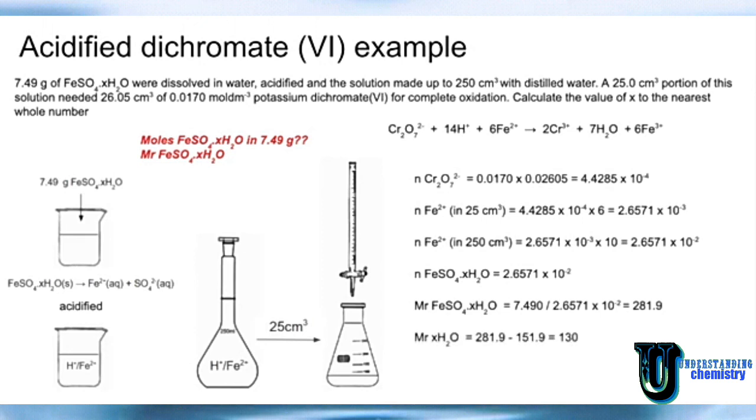And now we're going to subtract away the Mr that we do know. FeSO4 has an Mr of 151.9, so if you take that away, we get 130 for the x waters, and then if we divide by 18, the Mr of water, we've got 7.22 moles of water in the salt, so to the nearest whole number, x is 7.